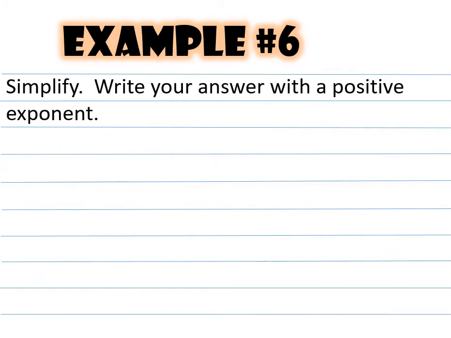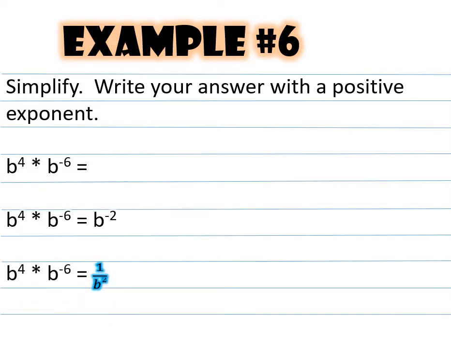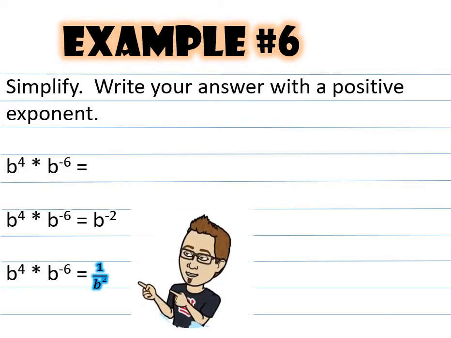Example number 6. Write your answer with a positive exponent. B to the fourth times b to the negative 6th power. We would add 4 plus negative 6 to get negative 2. And then we'd write that as a fraction of 1 over b to the second power. That negative 2 becomes positive, and it becomes a denominator. Oh yeah!